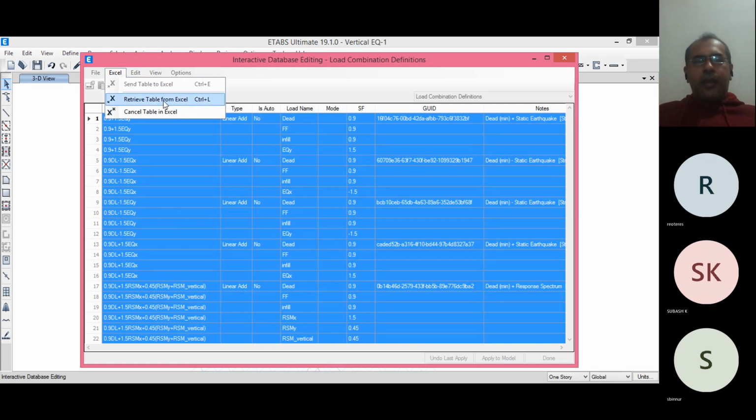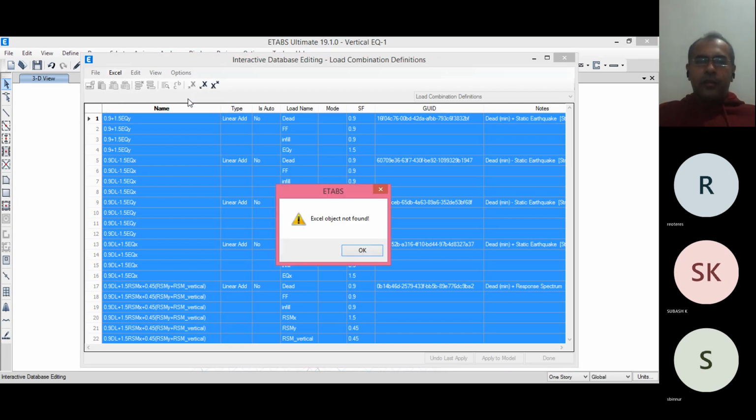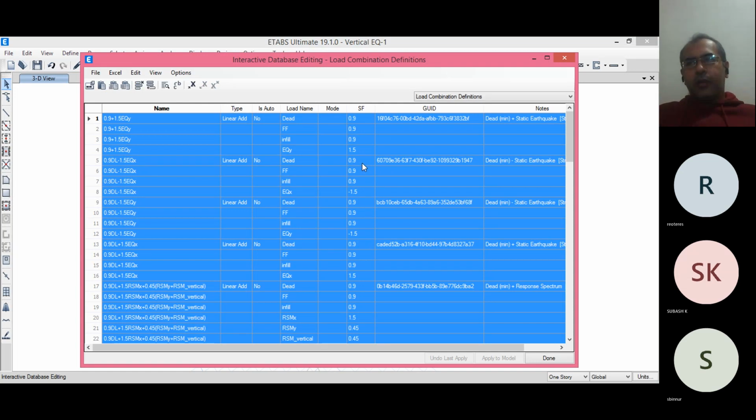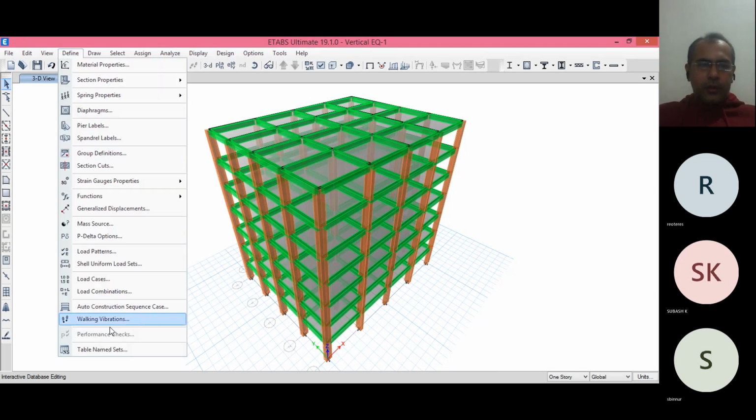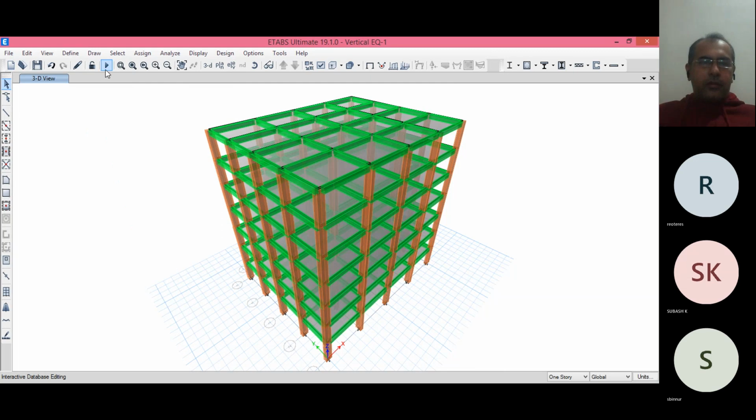So, Retrieve Table from Excel. You can see here, right? You have to click Retrieve Table from Excel in the new model whenever you create a new model and you want to call these load combinations. When you click this, it will ask for a location. You select that particular Excel and copy paste those load combinations here, and it will be created in your ETABS file. You try it, and if you have a problem, then in the next session we will try to cover that. Right now we will see what is the effect of the vertical earthquake, and we will now run the analysis.